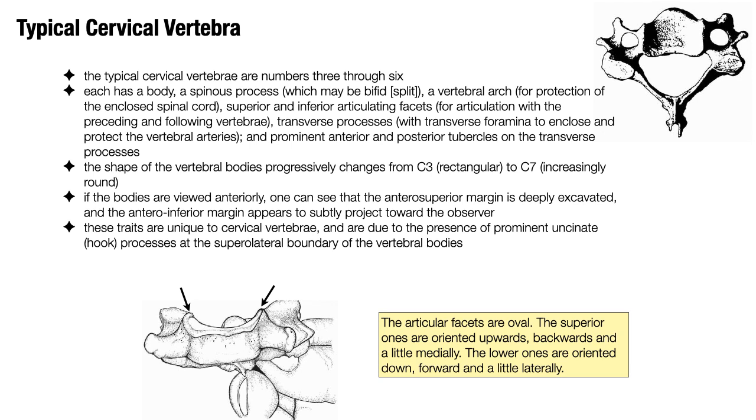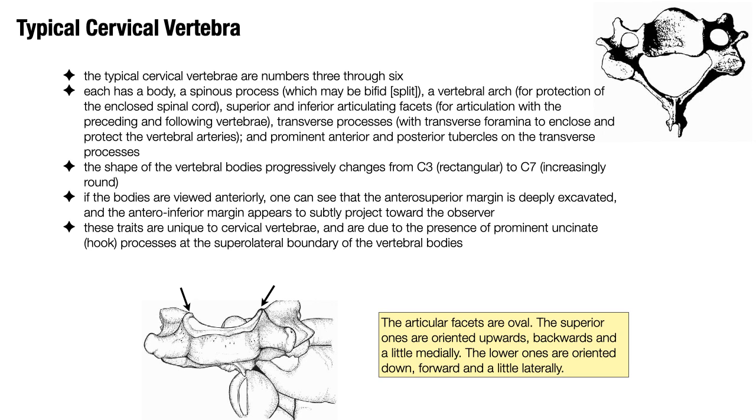The body shape of these vertebrae changes from rectangular at the top to increasingly round as they approach the thoracic vertebrae. As you see in the lower image, in an anterior view, the superior margin of the body is excavated and the inferior margin protrudes anteriorly. This is a unique feature of cervical vertebrae and is due to the uncinate processes pointing here in the image by the arrows.